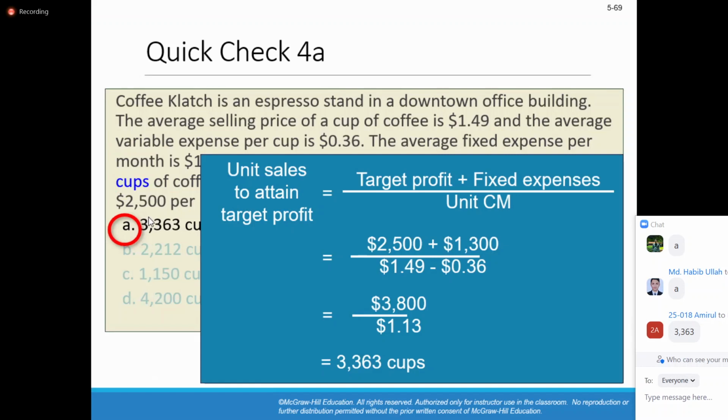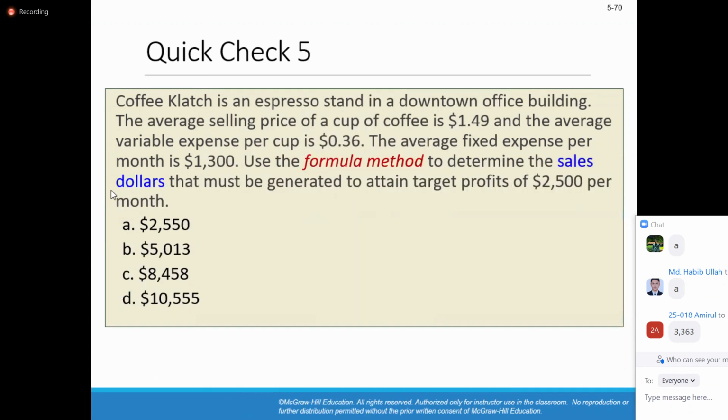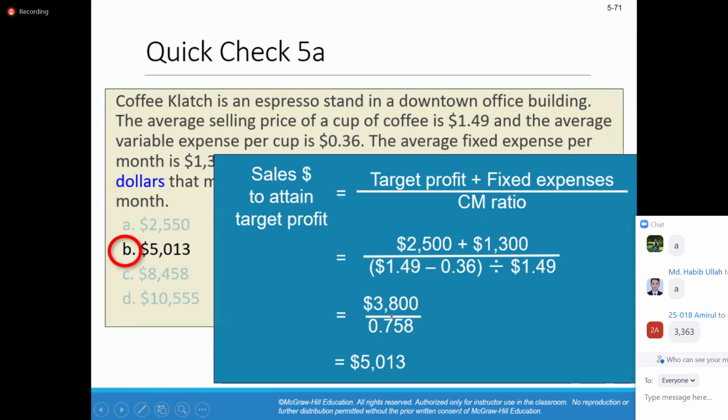Now the question is in terms of sales dollar. How much sales dollar do I need to achieve? The same thing, you just need to use what I have written first, I mean the contribution margin ratio. Okay, so you see, if I use the contribution margin ratio, I'll get the sales in terms of dollars. So in terms of sales dollar, this is 513. So $513 amount of sales they need to generate.